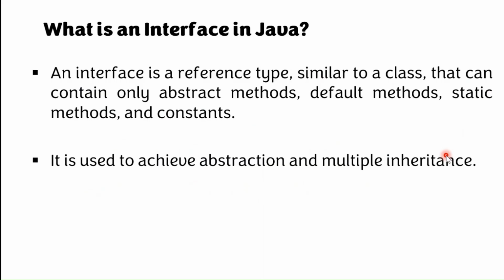and developer. An interface is a reference type similar to a class that can contain only abstract methods, default methods, static methods, and constants. After Java 8, the default method and static method were introduced. Before that, interfaces consisted of only abstract methods and constants. Why interface? The interface is used to achieve abstraction and multiple inheritance.